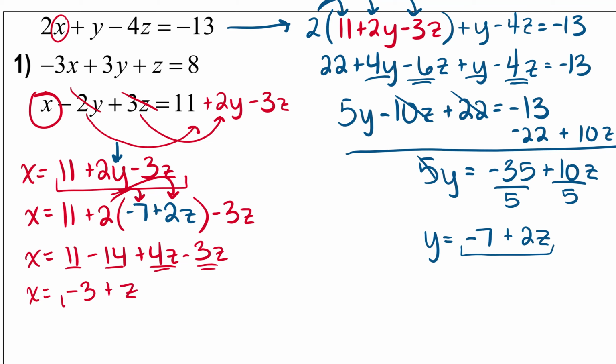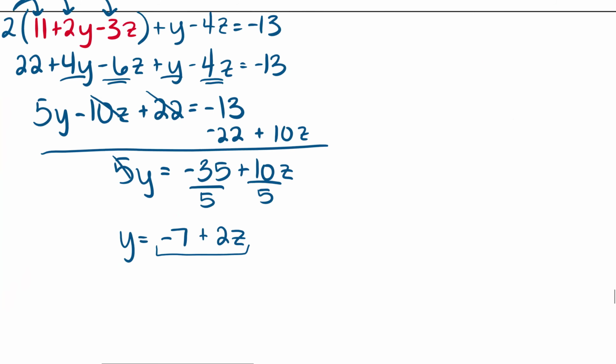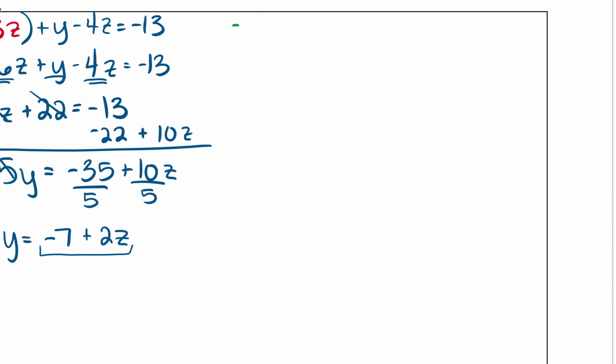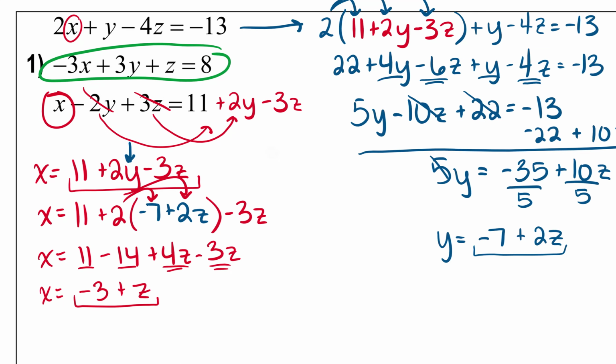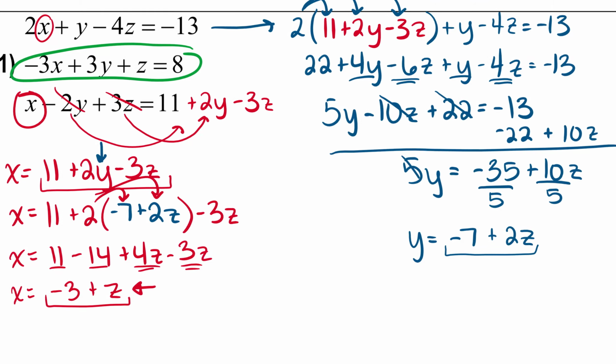So now I have this x with a z, I have the y with a z. I can plug both of those into my third equation, which is right here. I haven't used that one yet. And then I can solve for z and get a number. Once we get the numbers going, it'll really start to make sense and we'll kind of close in on the answer. So I'm going to go ahead and plug this in. So we have negative 3 parentheses. Now I'm going to go ahead and write the x we just solved for down here. Negative 3 plus z.